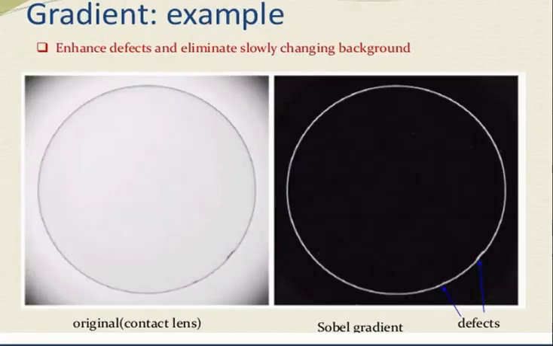Now this is the example. Take the original contact lens image. If you see this, you cannot identify the defect here. But if I sharpen this particular image using Sobel, then see this, I can easily highlight the edges, and then I can easily identify the defect. This is one example of the gradient operator. So this is about the sharpening spatial filter. Okay, thank you.